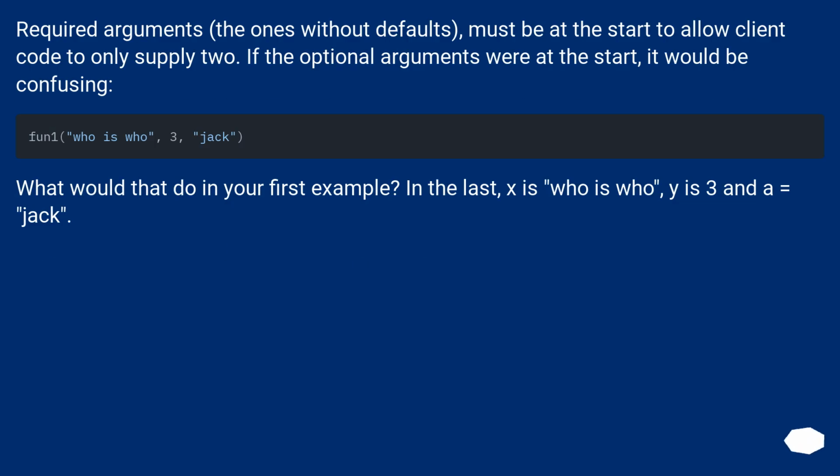Required arguments, the ones without defaults, must be at the start to allow client code to only supply two. If the optional arguments were at the start, it would be confusing. What would that do in your first example? In the last, X is who, Y is 3 and it equals Jack.